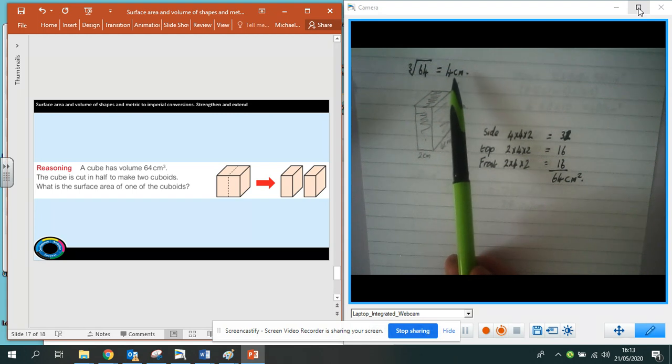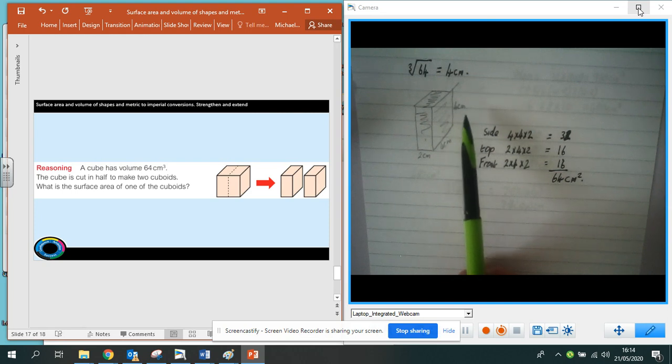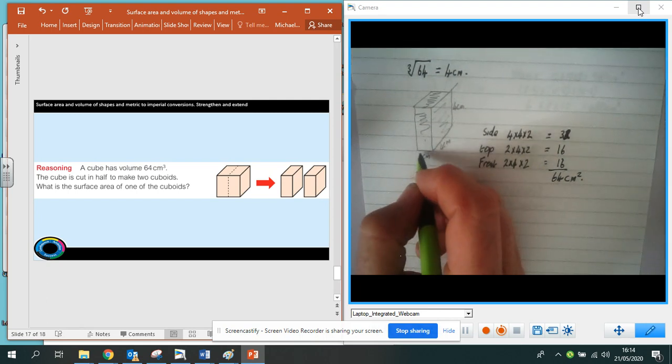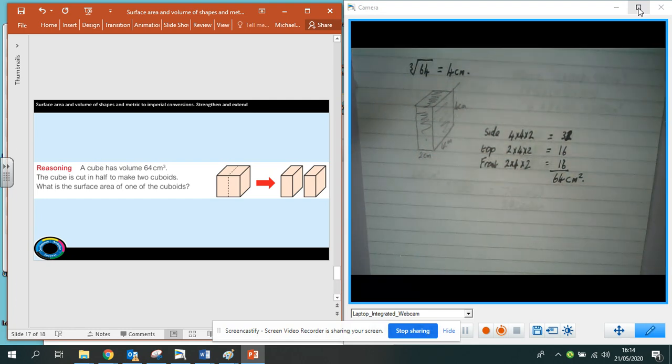16 times 4 is 64. So the cube root of 64 is 4. So I know if this was a full cube, all of its sides would be 4 centimeters. If I split one of the sides in half, as I've done here, the side I've split is going to be 2 centimeters, but all the others are going to be 4.